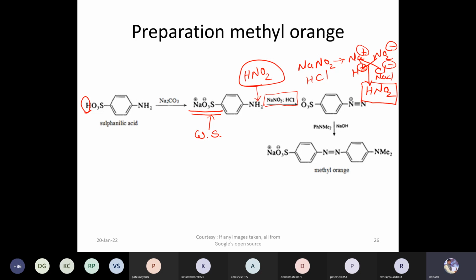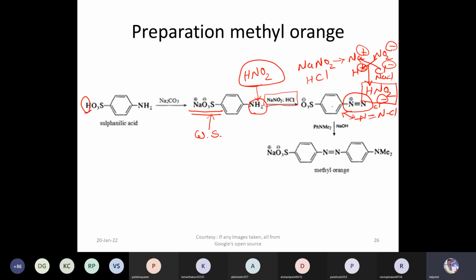Now this nitrous acid will act on the primary aromatic amine. When it attacks the primary aromatic amine, we will see the different reaction mechanism steps, but when they react with each other, it will convert it into N double bond NCl. We can write this form as N double bond NCl, or you can write N+ triple bond N and Cl-. Both are known as resonating structures. So diazonium salt will form.